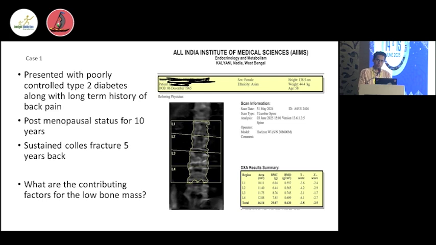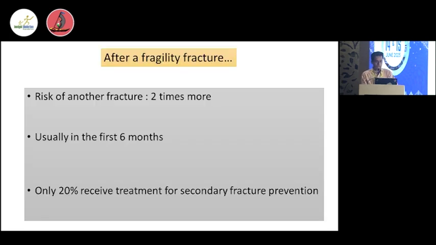Now the question is, what are the contributing factors? We know she is postmenopausal, has a long-term diabetes history, and a previous history of fragility fracture. Both the postmenopausal status and poorly controlled diabetes are important for this fragility fracture and low bone mineral density. After a fragility fracture, the risk of another fracture is around 2 times more, usually in the first 6 months, but only 20% receive treatment for secondary fracture prevention.